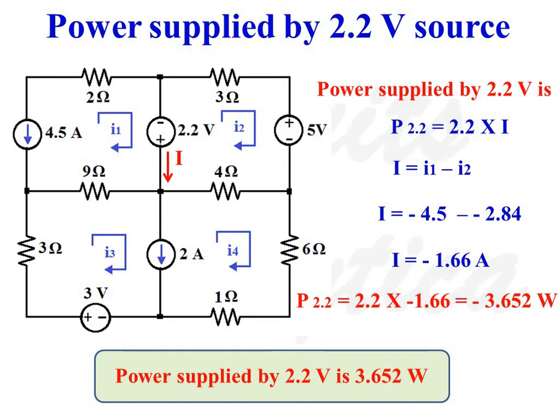Therefore, power supplied by 2.2 volt source is equal to 2.2 into minus 1.66. That is, power supplied by 2.2 volt source is equal to minus 3.652 watts. So power supplied by 2.2 volt source is minus 3.652 watts.